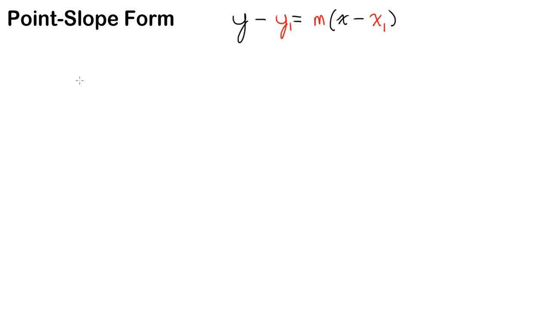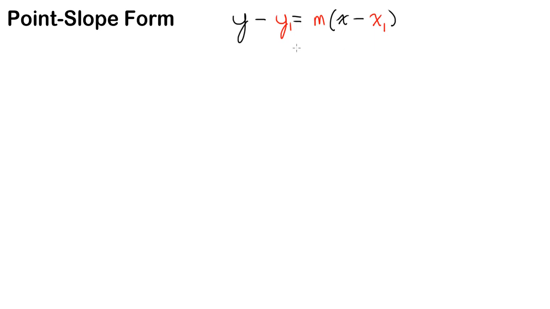In this video, we're going to learn about point-slope form, which is one of the three forms of linear equations, the other two being standard form and slope-intercept form. It gets its name from the fact that we use one point and the slope to write the equation. So the equation is y minus y1 equals m times the difference of x and x1.